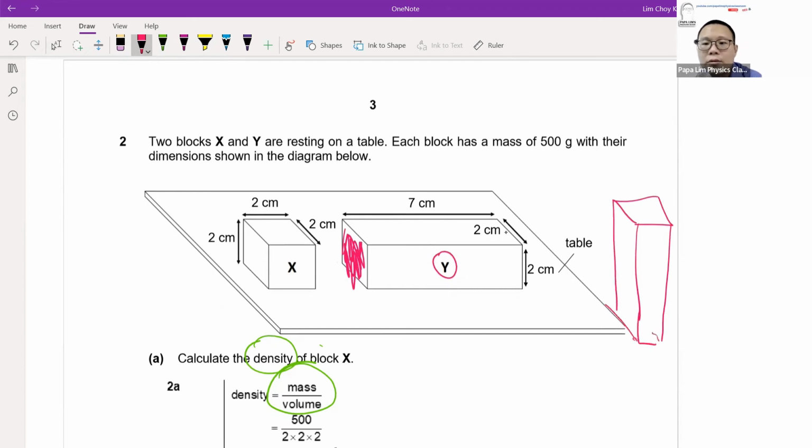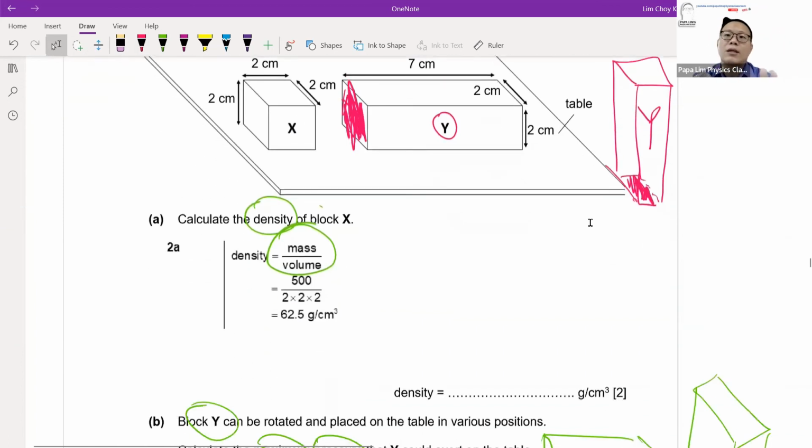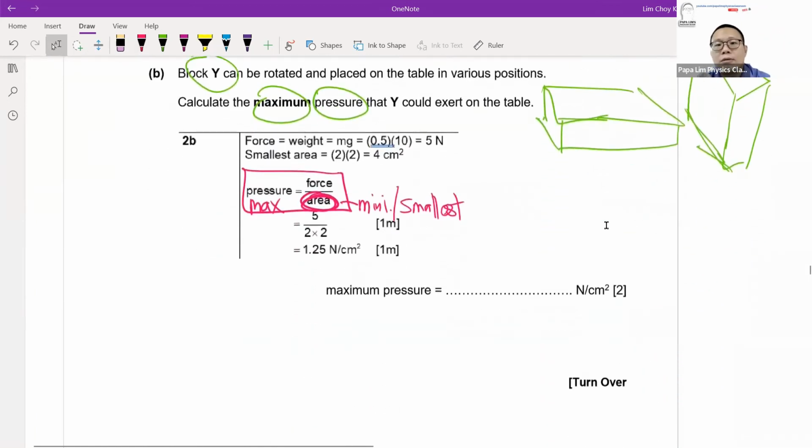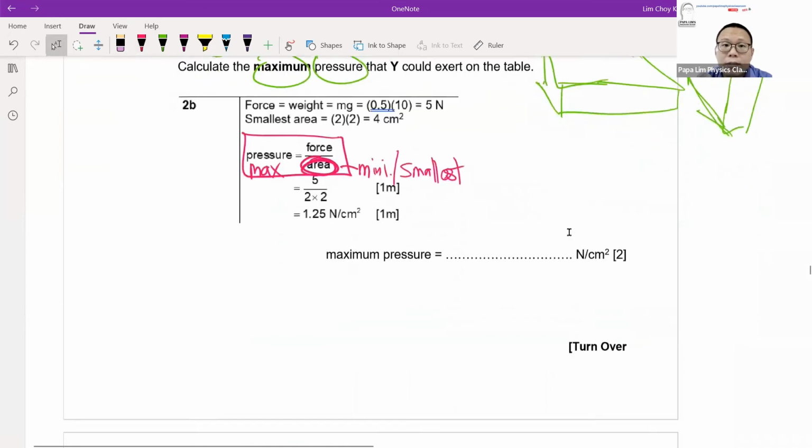Okay, so the contact area could be 2 by 2. This is the contact area, which is facing the floor now. So this is box Y. When we talk about different orientation, you have to actually take the box and rotate it at different orientation, whether it's sitting down, standing up, all these things. Then you can calculate the maximum pressure.